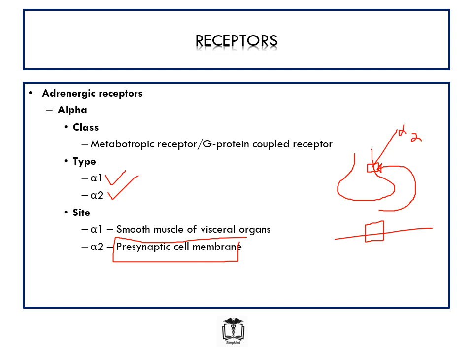So, in a way, alpha 2 receptors tend to act by reducing further release of norepinephrine, because the norepinephrine that was released will act as a negative feedback mechanism and stimulate alpha 2 receptors. These alpha 2 receptors will shut down further release of norepinephrine into the synaptic space.